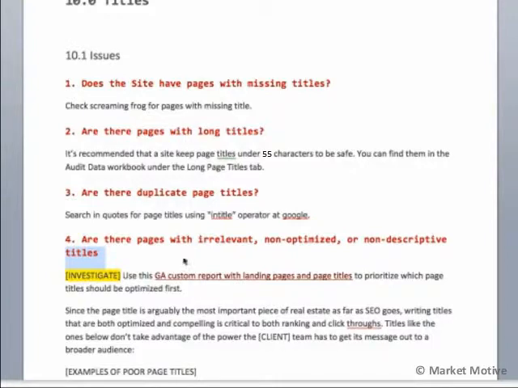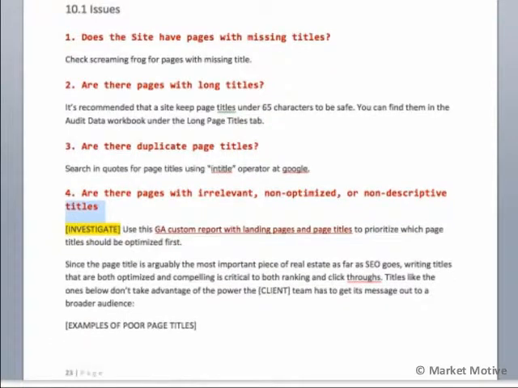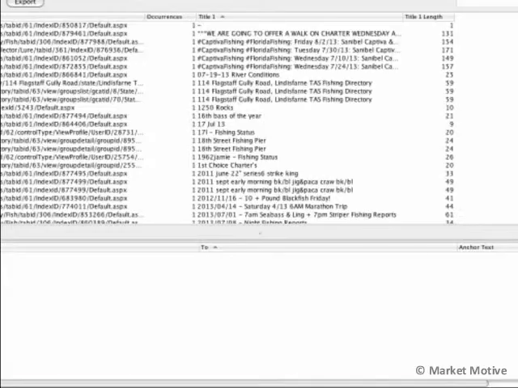You could also search in quotes for pages using that same title and use the in-title operator at Google. And finally, we're going to look for just any pages with irrelevant, non-optimized, or non-descriptive titles. Titles that could be better all the way around. And after this, our recommendations are going to focus on just improving these titles. So let's look at how we can check these things within Screaming Frog.